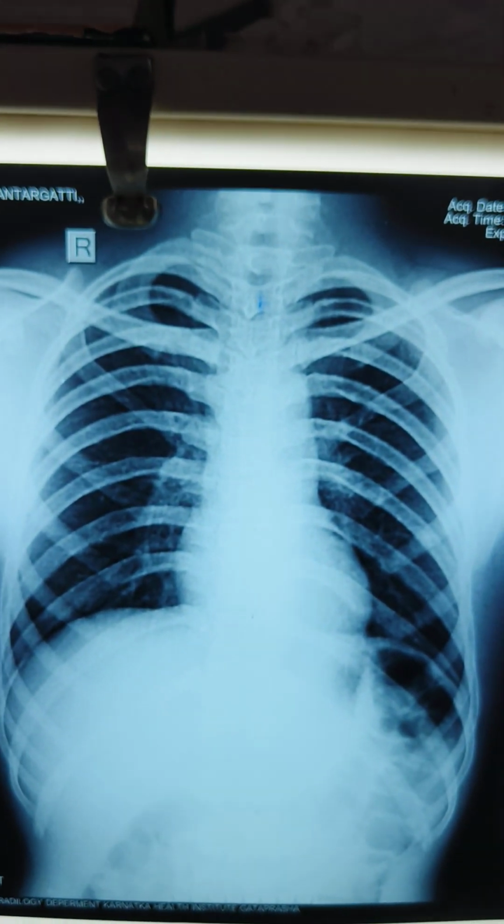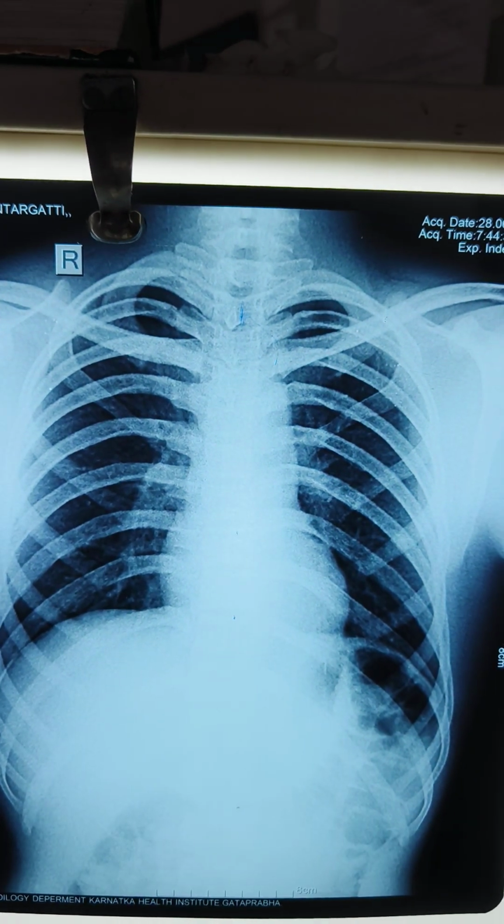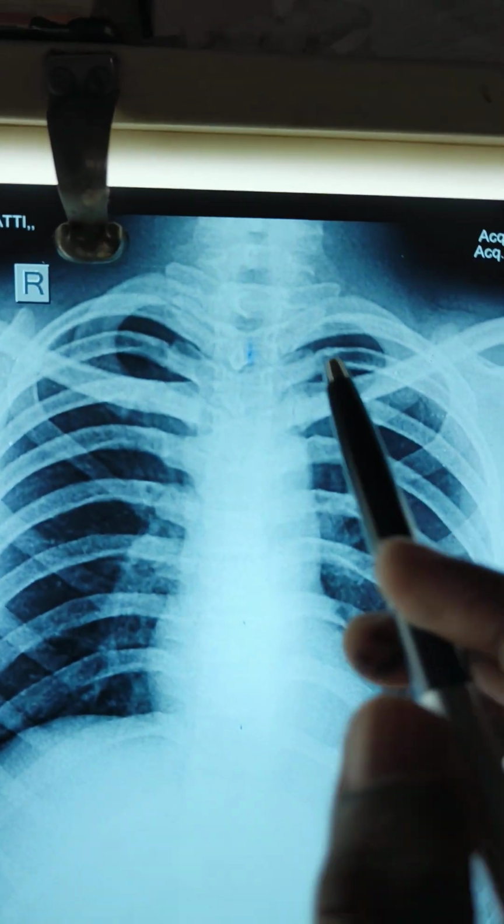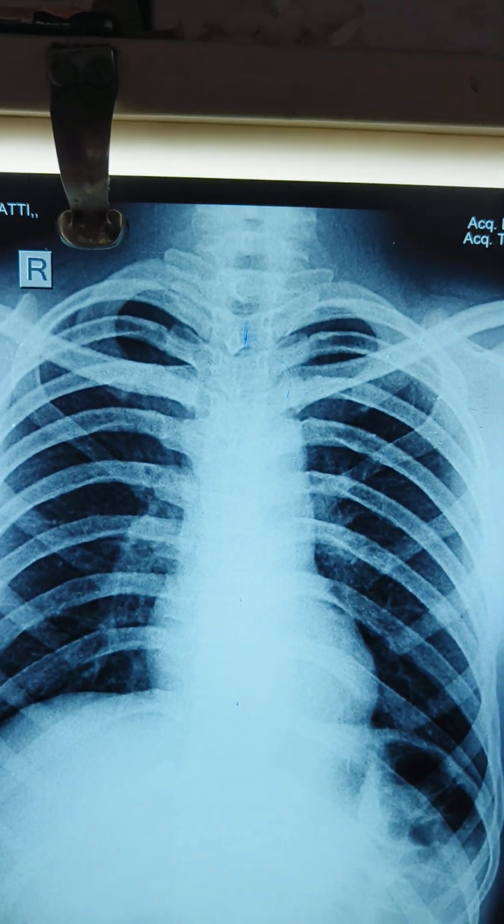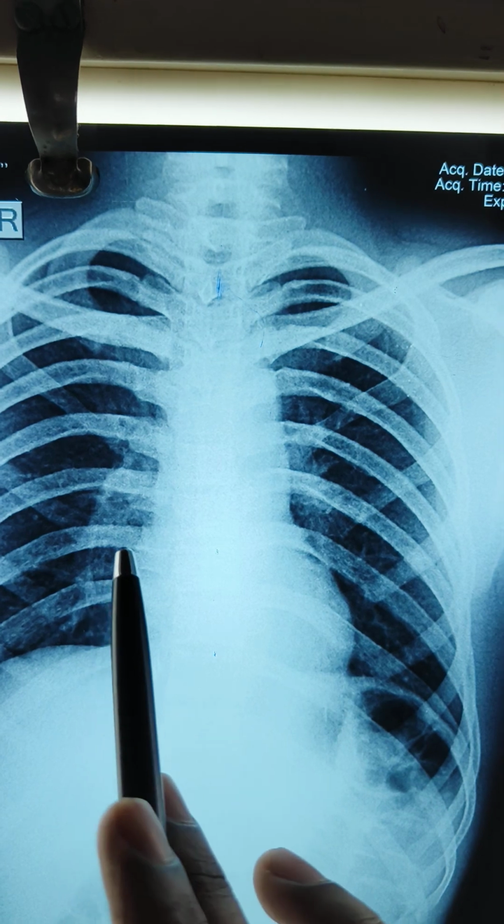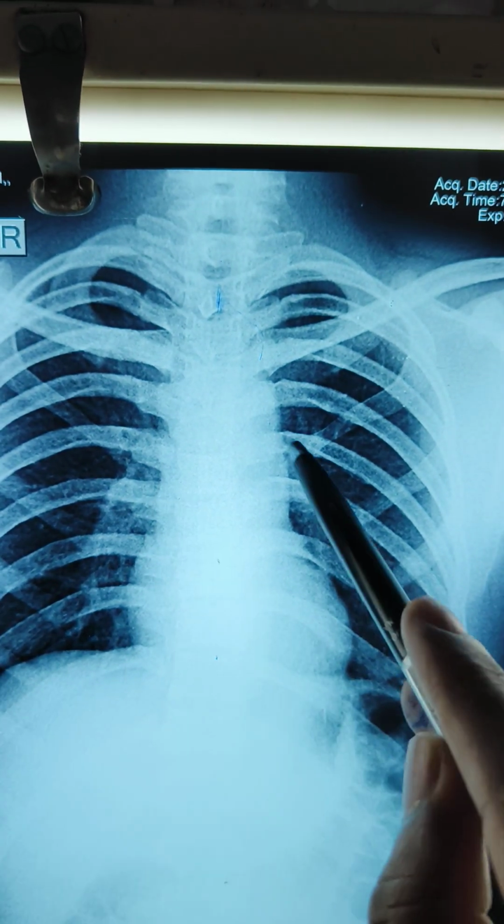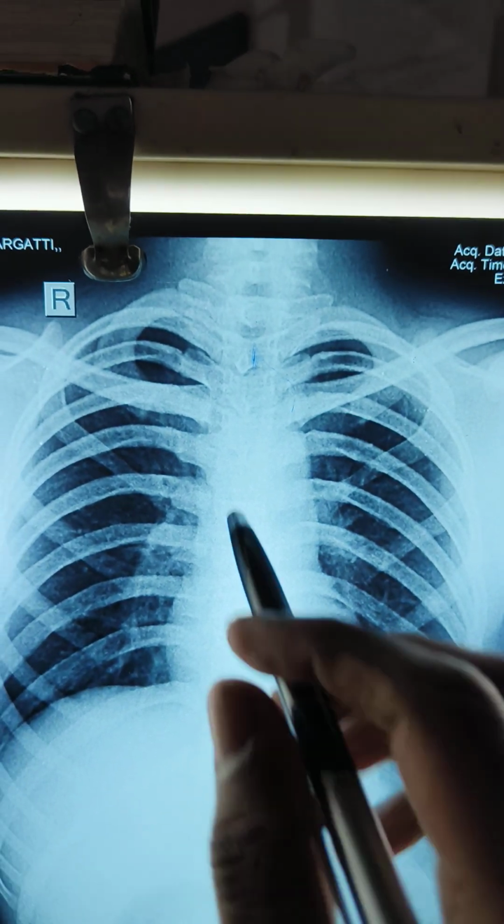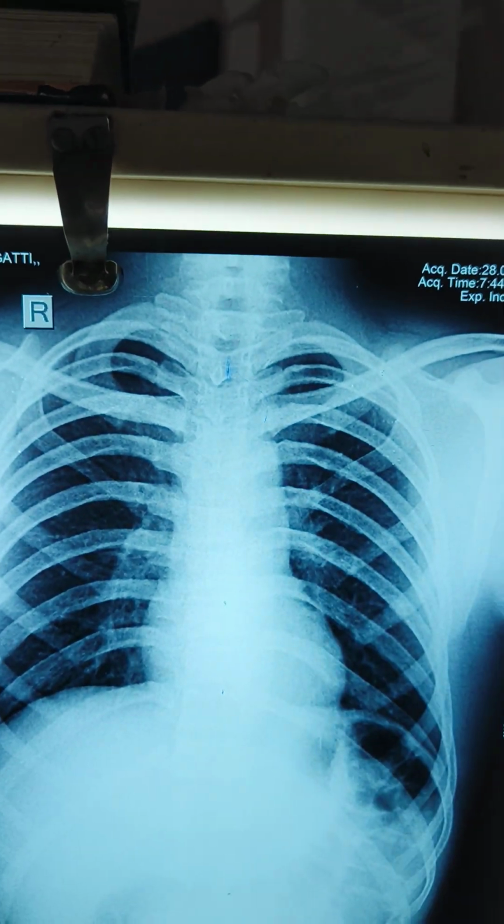The next important point is that we have to see that both clavicles are always equidistant from the trachea. If the clavicles are not equidistant from the trachea, it is very difficult to comment on cardiomegaly or any mediastinal widening. So you have to remember that both clavicles are always equidistant from the trachea.